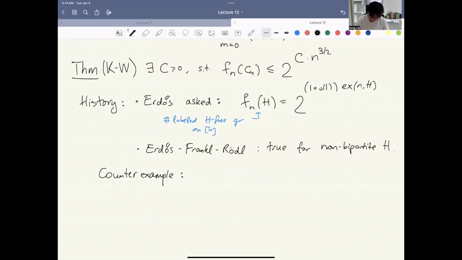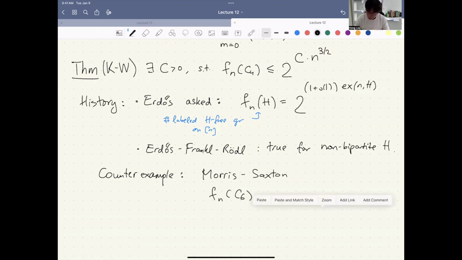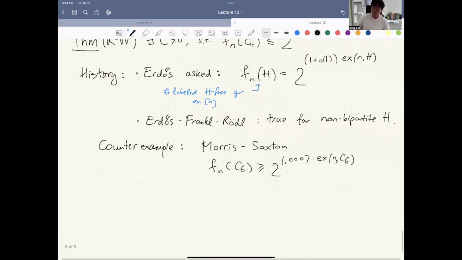For the bipartite case, this is Morris and Saxton, who showed that Fn of C6 is bigger than 2 to the 1 plus 0.0... times the extremal number of C6. So this conjecture is false for C6, but no other graph is known.